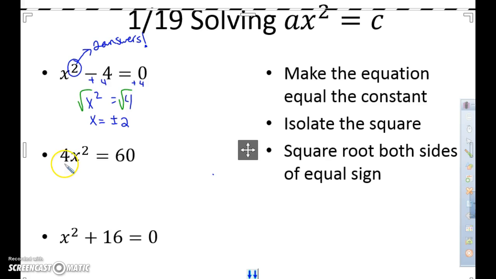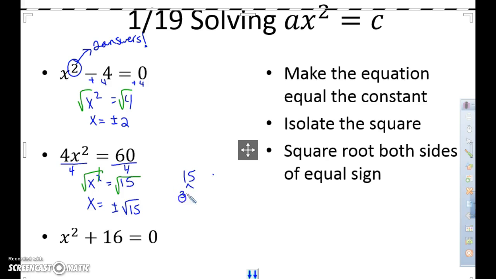All right, let's look at this one. I'm going to make the equation equal the constant. It does. We're going to isolate the square, so we need to get rid of this 4. So I'm going to divide. The square is isolated. Now we're going to take the square root of both sides to undo the square. So these cancel out, if you will. So x equals plus or minus the square root of 15.